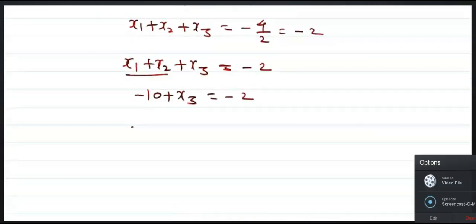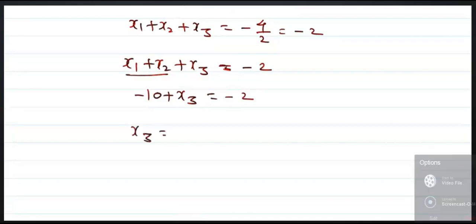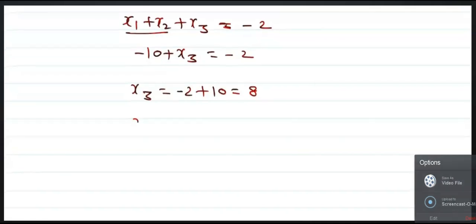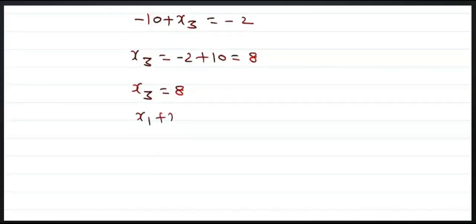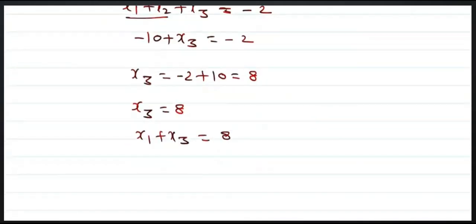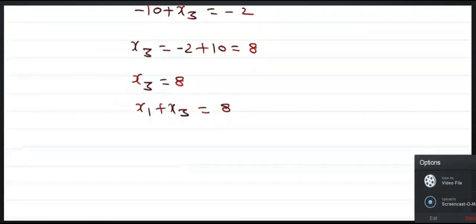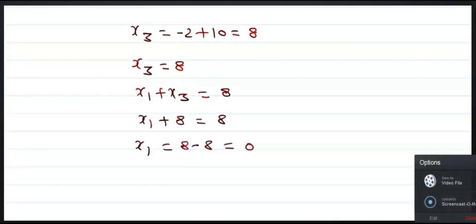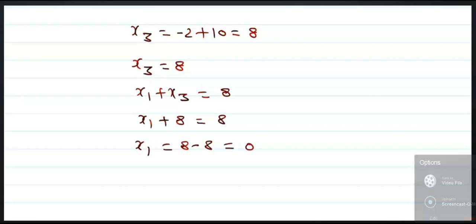That is minus 10 plus x3 is equal to minus 2. Therefore, x3 is equal to minus 2 plus 10, that is equal to 8. x3 is 8. x1 plus x3 is equal to 8, that is x1 plus 8 is equal to 8. x1 is equal to 8 minus 8, that is equal to 0.